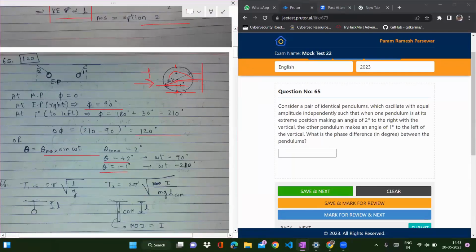And we put the value of theta max to be 2 degrees. At the extreme position, it has a 2-degree angle. So solving these equations, we get the values of angles 90 degrees and 210 degrees. So the phase difference will be 120 degrees.